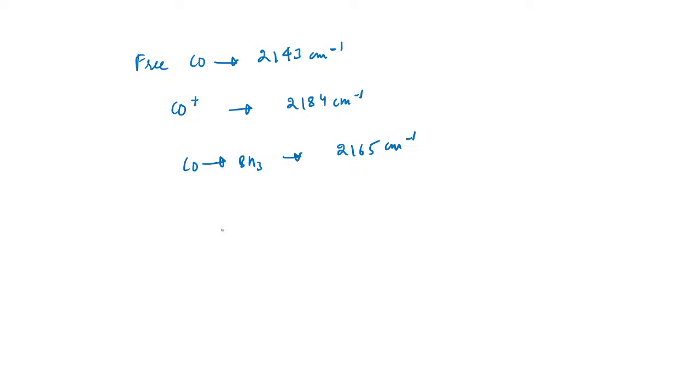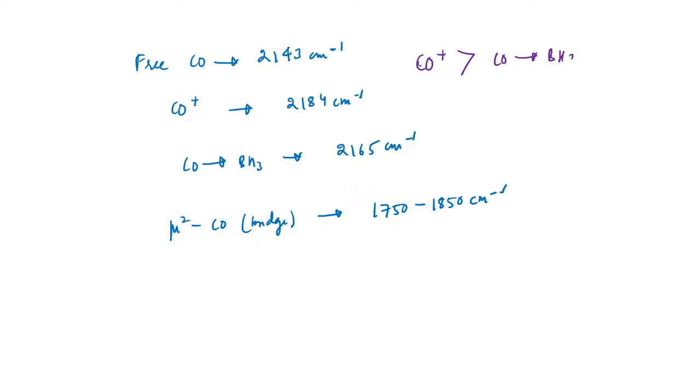And when you have bridge type of bonding, so for μ-type CO in bridge cases, the stretching frequency is 1750 to 1850 cm⁻¹. Now this is the information, just in case they ask you the factual question. Otherwise the question would be like, you have to compare the stretching frequency, and there is no need of these values. You can compare it because this is free CO, this is CO+, so definitely it will have maximum value. Then you have CO-BH3 because it's giving its non-bonding electrons which have anti-bonding character.